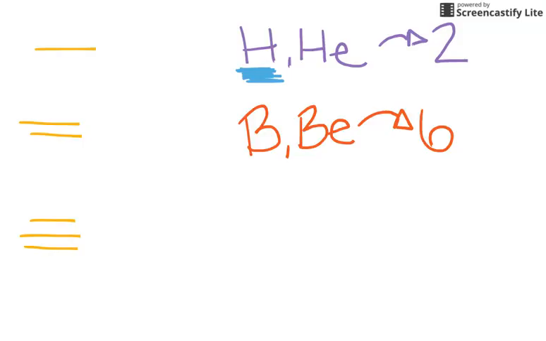Okay, now let's recap. A single bond represents 2 valence electrons. A double bond represents 4. And a triple bond represents 6. And then some of the exceptions are hydrogen and helium are happy with 2 valence electrons. And boron and beryllium are happy with 6. And hydrogen always has to be on the outside of the Lewis structure.